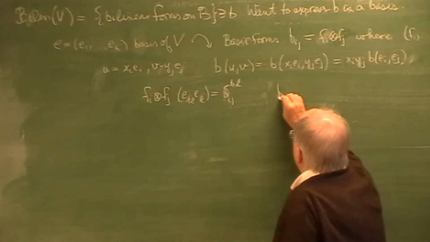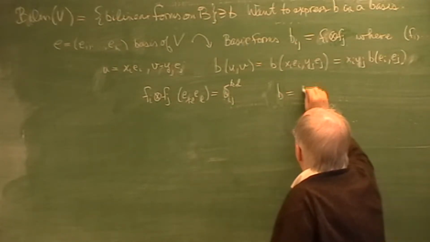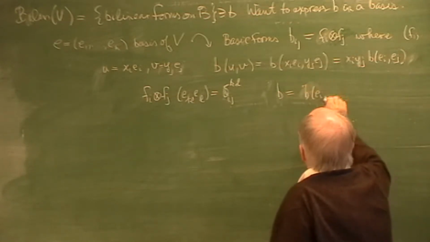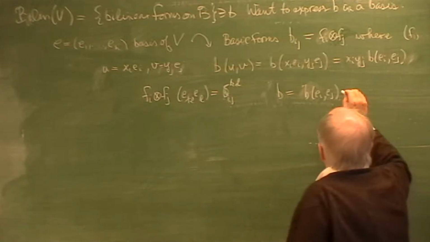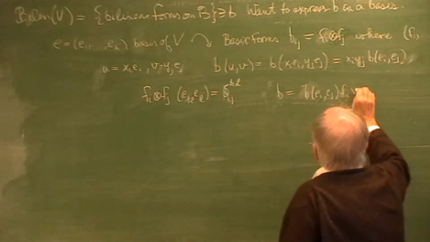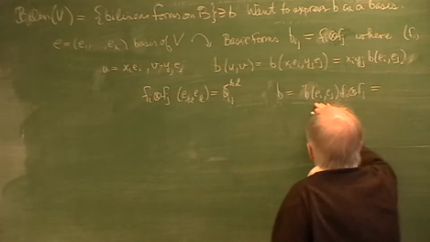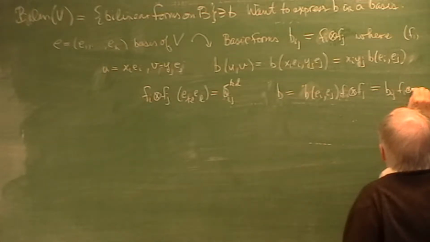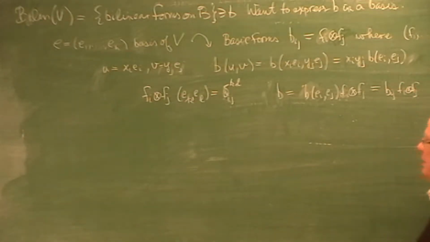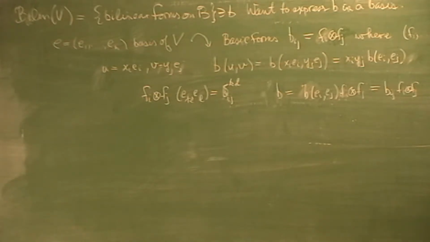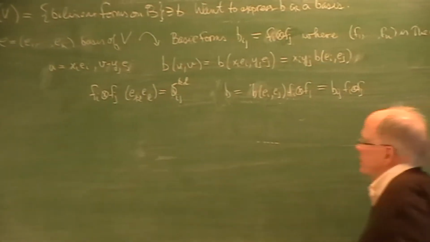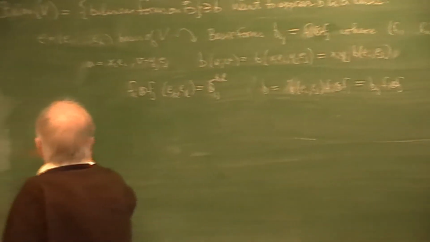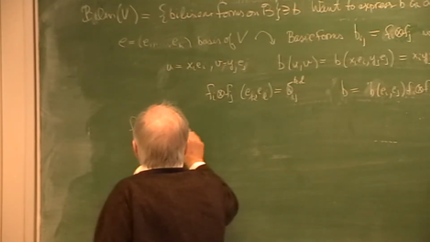So what you see is that B is equal to B of E_i, E_j, whatever that number is, times F_i tensor F_j. Let's call it B_ij. It doesn't make any difference. These are the basic things. It says then that F_i tensor F_j is the basis for the bilinear forms.